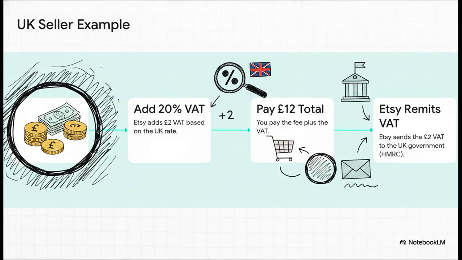Let's just walk through a quick example. Say you're a seller in the UK and Etsy charges you a £10 fee. The government says Etsy has to add 20% VAT, so that's another £2. Your total becomes £12. But that extra £2, you don't have to worry about it. Etsy sends it straight to the UK's tax agency. It is all handled for you.